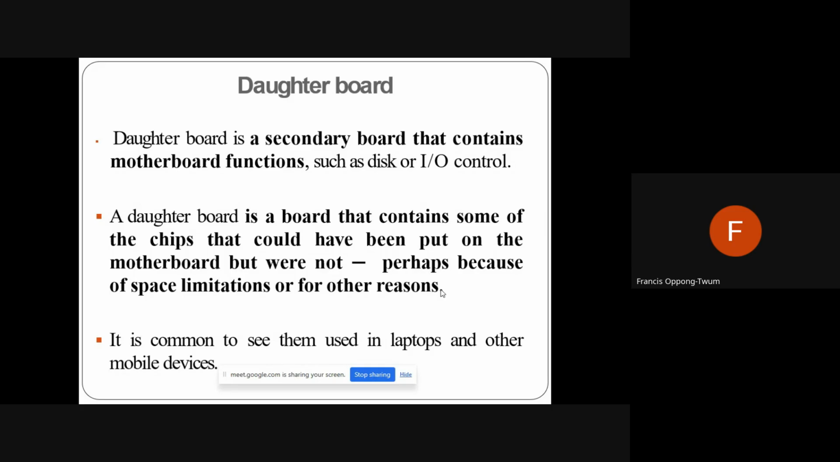And that card on the TV tuner card is going to act as the daughter board to the main motherboard. So that's what we are trying to say. A daughter board is a secondary board that contains motherboard functions. So what is a daughter board?